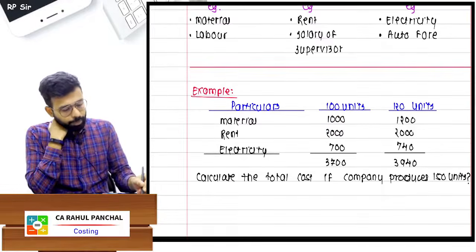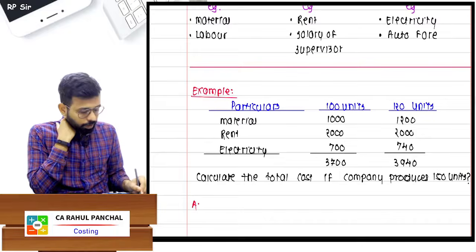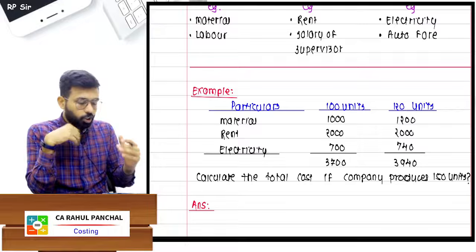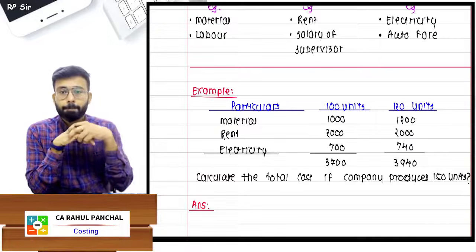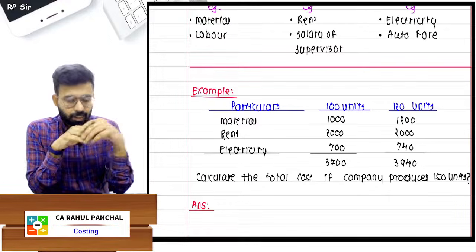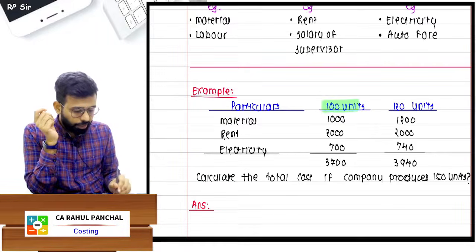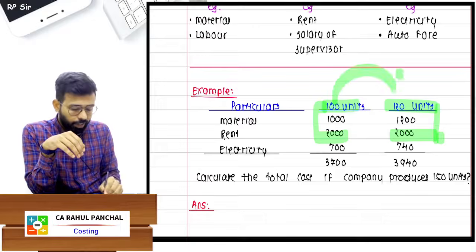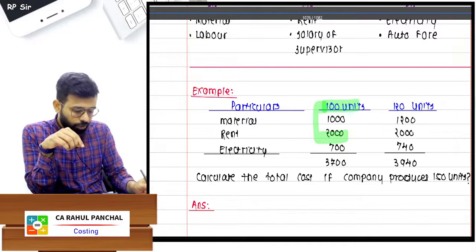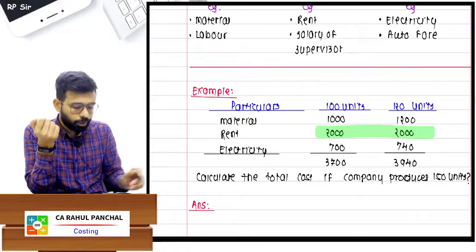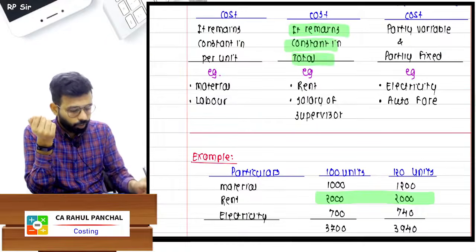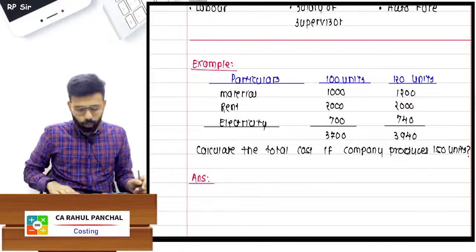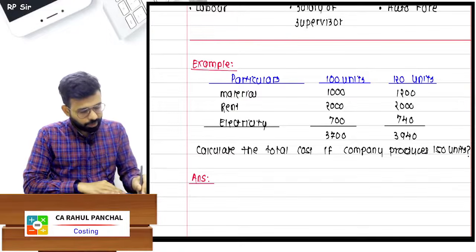Now, if you solve this question, first what is very important is classification of cost. Can you tell me which cost is fixed and why? Out of these three, rent. Why is it fixed? Because whether you produce 100 or 120, irrespective of the increase in units, the cost remains constant in total. That is 2000 only. So please write like this. When the question comes, you will always write like this in the examination.